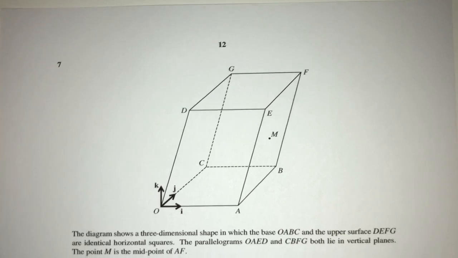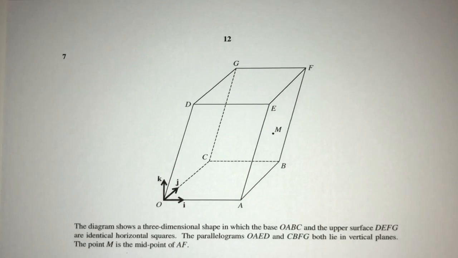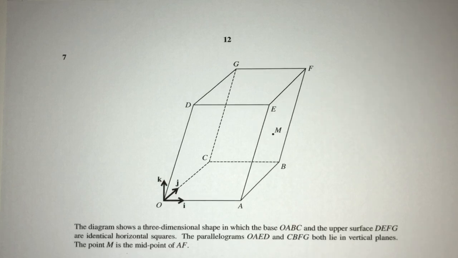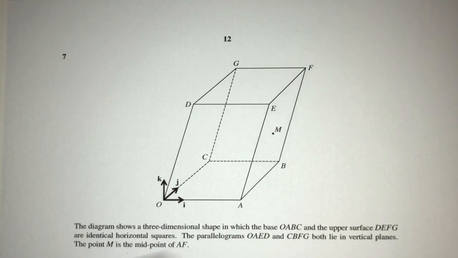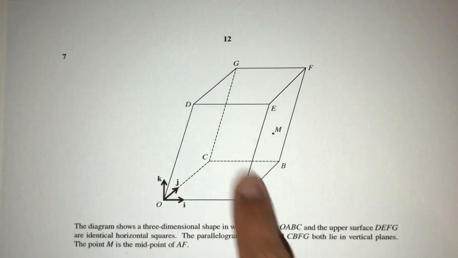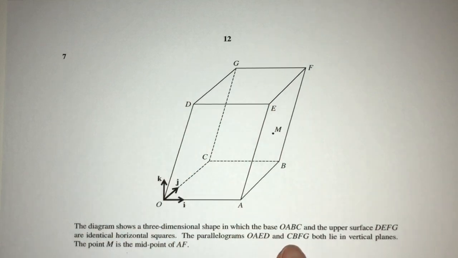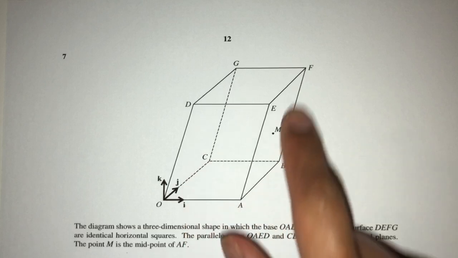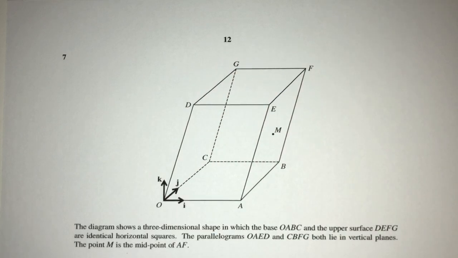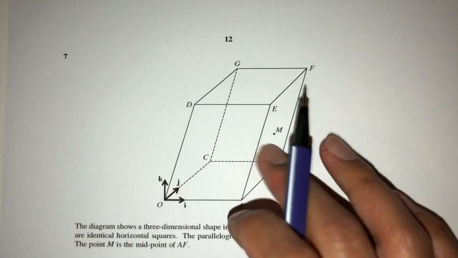Okay, so now let's move on to question number 7. The diagram shows a 3-dimensional shape in which the base OABC and the upper surface DEFG are identical horizontal squares. So these are squares, the base and the top. Now the shapes OAED and CBFG lie in vertical planes, as we can see on the diagram.